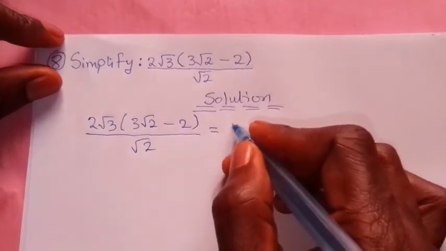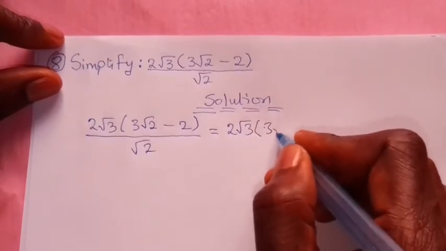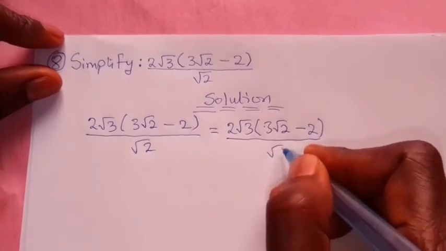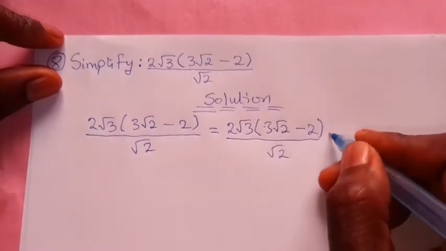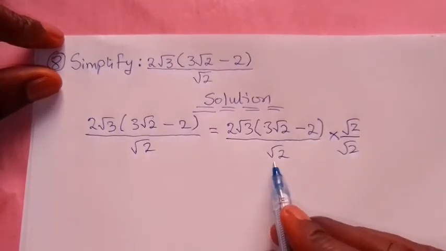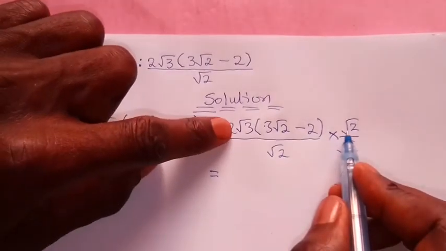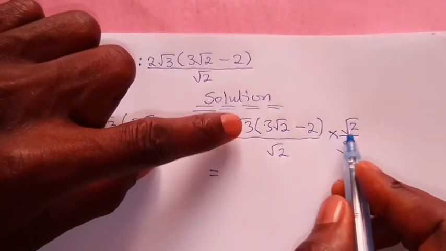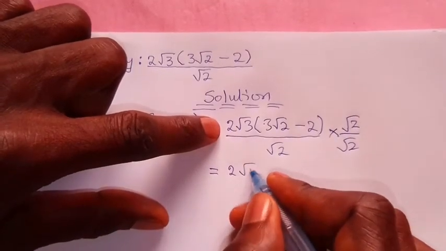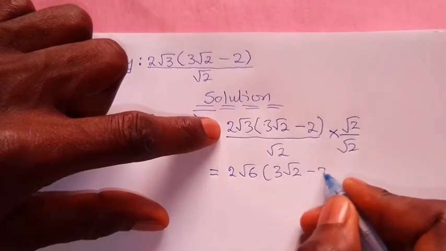We put our equals to sign here, and now we say 2 root 3 into 3 root 2 minus 2, then all upon root 2. Then we can now say times, multiply numerator and denominator by the surd root 2. Now in doing this, root 2 will times root 3. Root 2 times root 3 will give us root 6. So we are having 2 root 6, then open brackets 3 root 2 minus 2.